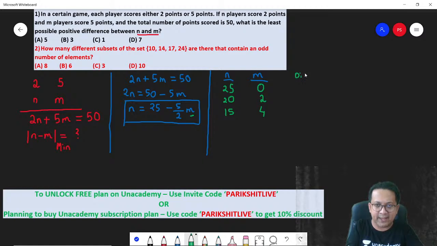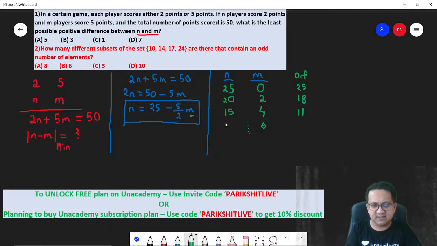What is the difference between N minus M? It is decreasing. The difference in the first case is 25. In the second case, it is 18. Next case, it is 11. It is decreasing. So if you take, let's say, M, how much would you want to take M? Next, if you take 6.